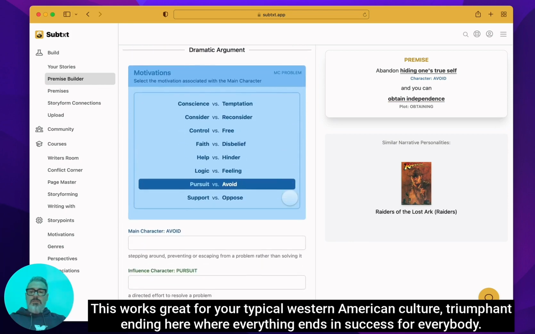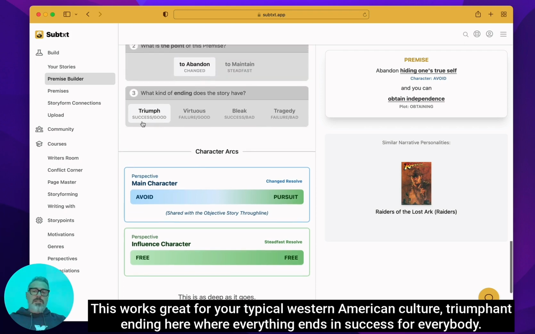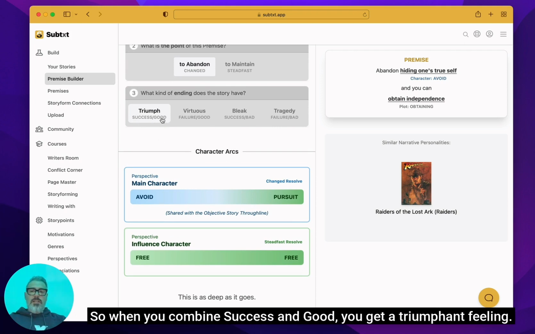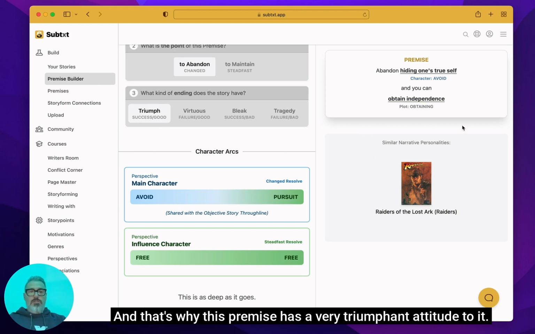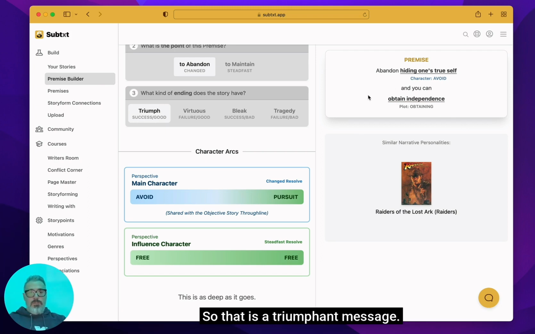This works great for your typical Western American culture triumphant ending, where everything ends in success for everybody, and the overall judgment of what happened was a good thing. So when you combine success and good, you get a triumphant feeling, and that's why this premise has a very triumphant attitude to it. Abandon running away, and you can achieve something. So that is a triumphant message.